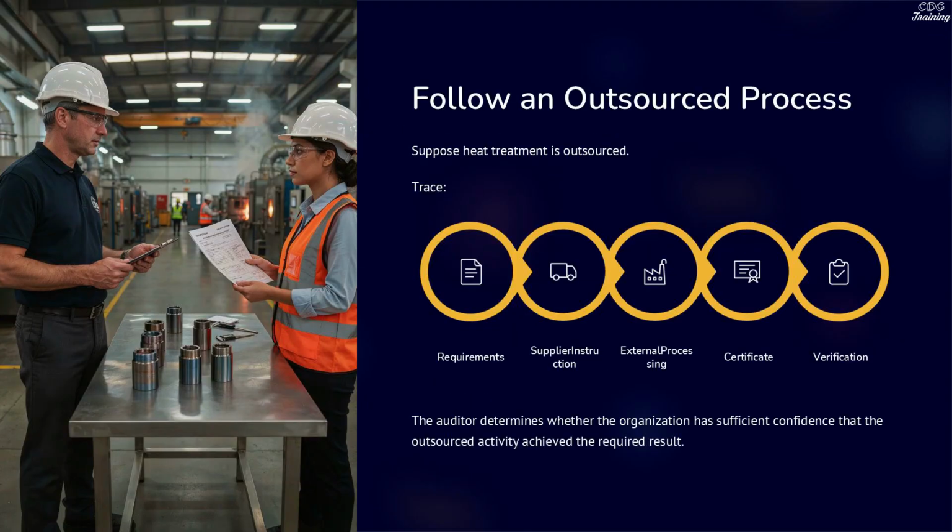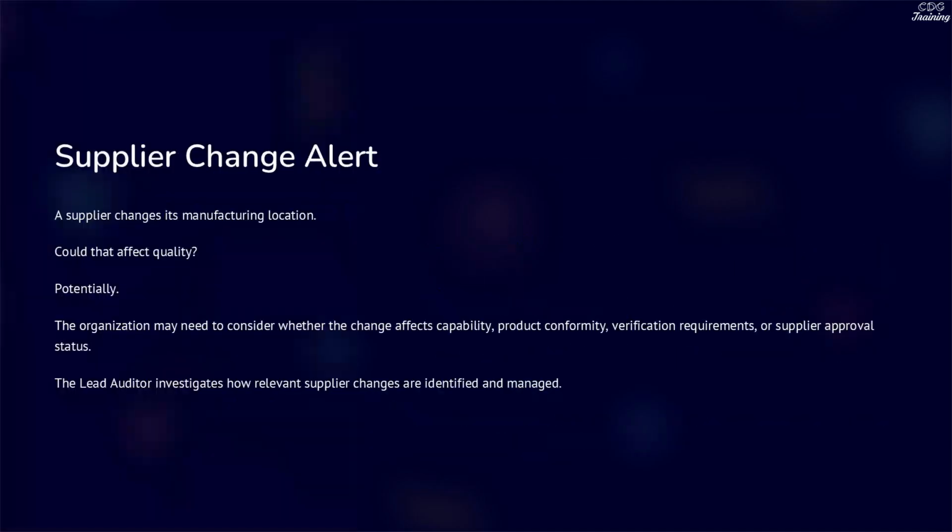When outsourcing processes like heat treatment, trace requirements, supplier selection, external processing, certification, and verification to ensure quality. Supplier changes can impact quality. Consider how changes affect capability, product conformity, and approval status. The lead auditor investigates these changes.